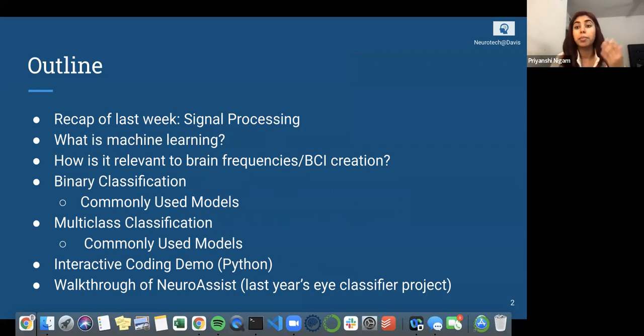So let's start with what machine learning is, how we see it in our day-to-day lives, and what types of things can be used to predict. We'll go over how it's relevant to brain frequencies, BCI creation, really related to a neurotech context, binary and multi-class classification, and their commonly used models. And then we already have an interactive coding demo up with some of the models that we created on this YouTube channel. So feel free to check those out.